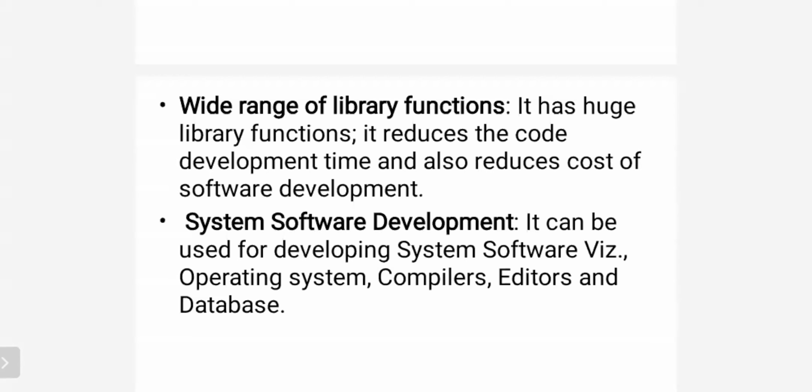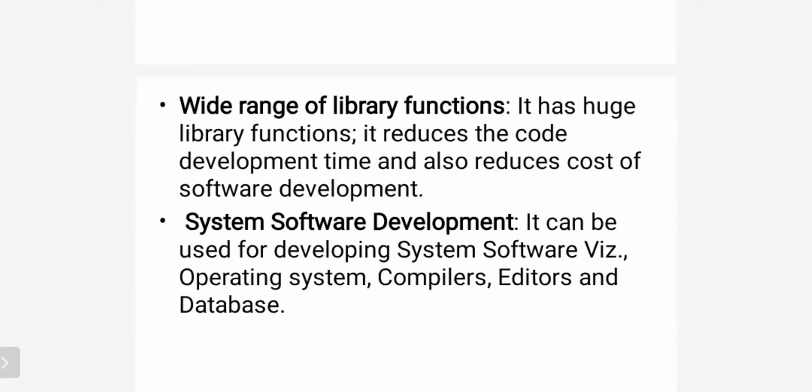C++ also has library functions. Those library functions can reduce our program development time. It means we just call the function. Instead of writing separate code for the function, we just use that function in our program. It will save our development time, so the code implementation time will be reduced. It will also reduce the cost of software development. If we separately develop all the code for all the functions, the software development cost is high. We just call the function, so it reduces the cost of software development.